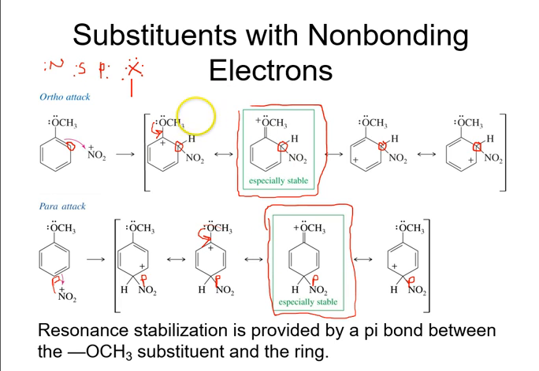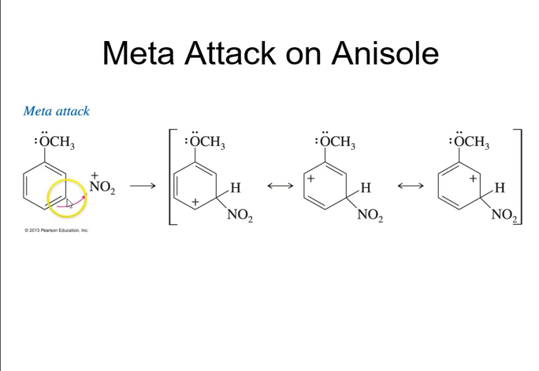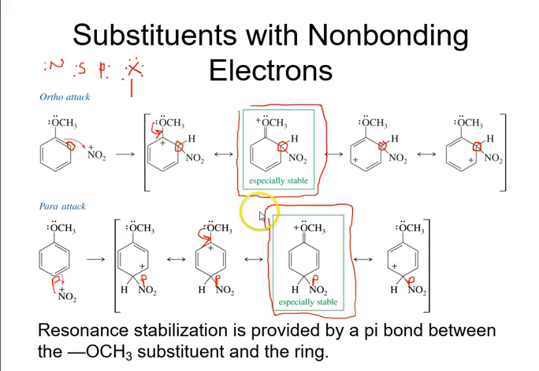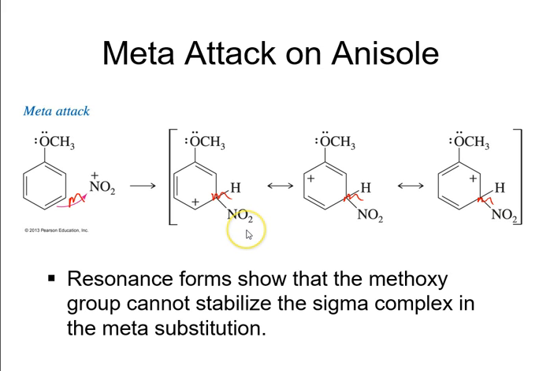Okay, so ortho-para positions give you 4 resonance structures. Meta attack gives you only 3, and you don't have that especially stabilized structure with the oxygen. Okay, here's the meta. Okay, so last slide, you got these resonance structures. Remember 4 of them. Remember we talked about the more resonance structures, the more stabilizing. I got 4 with the ortho-para, but I only got 3 with the meta. Okay, so resonance forms show that the methoxy group cannot stabilize the sigma complex in the meta substitution.